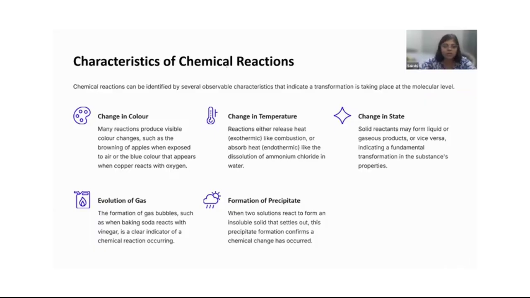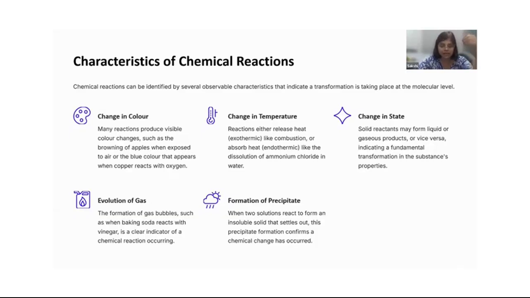Okay, let us move forward. What are the characteristics of a chemical reaction? How do we know that a certain chemical reaction has taken place, right? So there are certain criteria that we can follow or we can observe. So we all are budding scientists, budding chemists. So we need to observe. Okay. So let us understand.